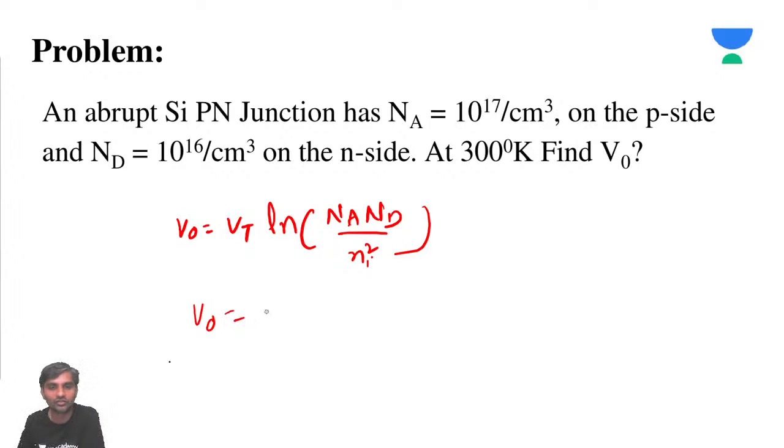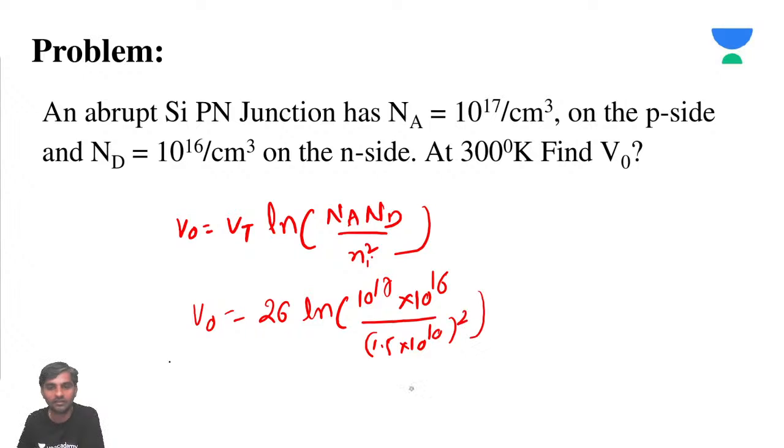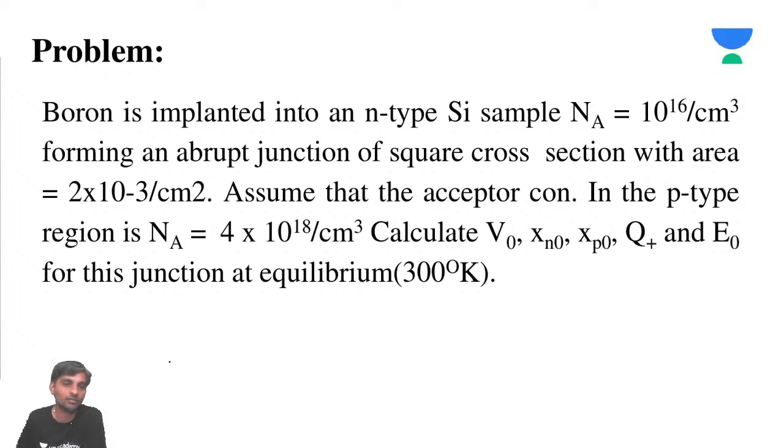So V naught is equal to, at 300 K, 26 millivolts, into ln of 10 to the power of 17 into 10 to the power of 16 by ni square. Anyway, it has come, that's why we are discussing. ni square for silicon is 1.5 into 10 to the power of 10, whole square. I think we got V naught is equal to 0.757 volts. Okay, this is already discussed. Sorry. Now we come to the next problem.